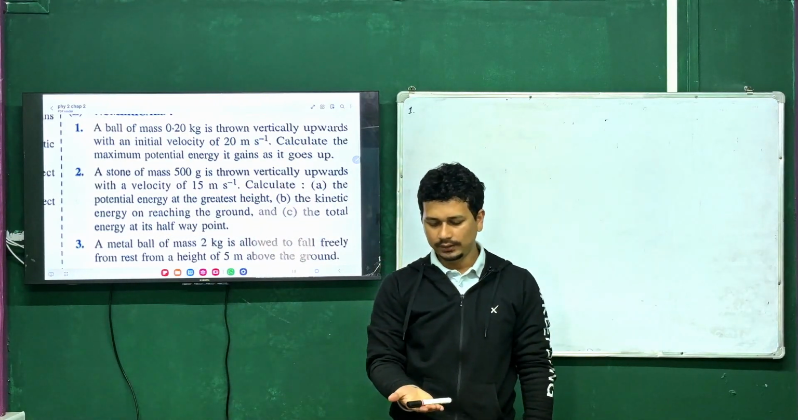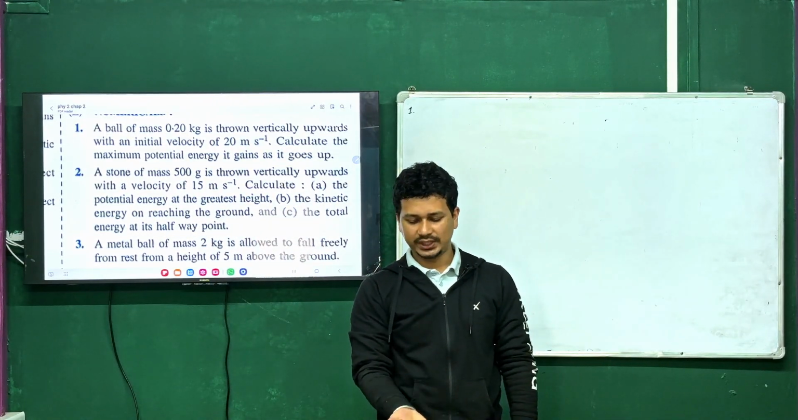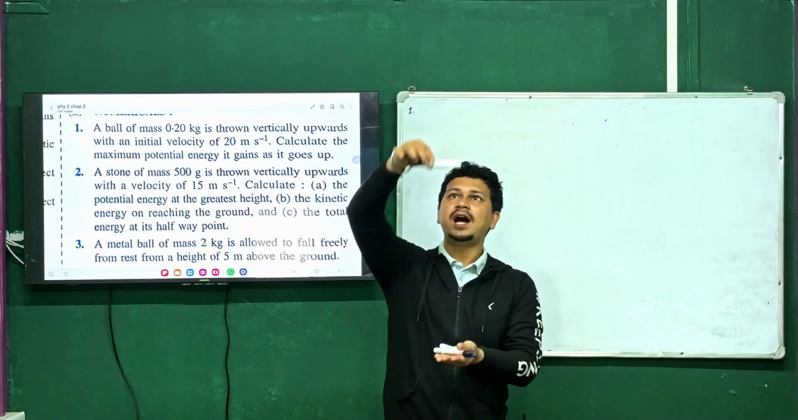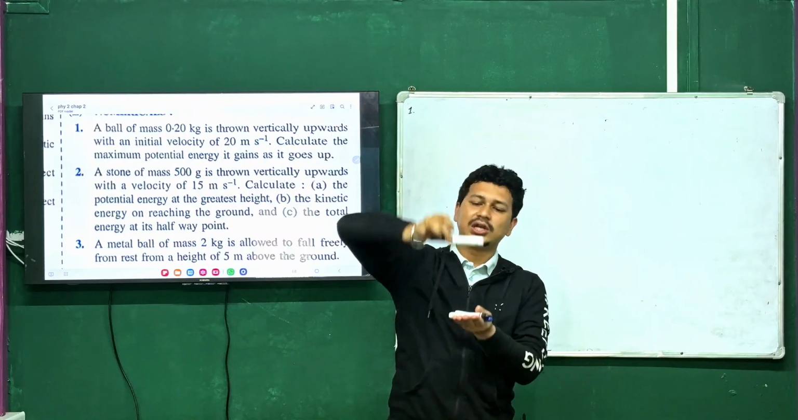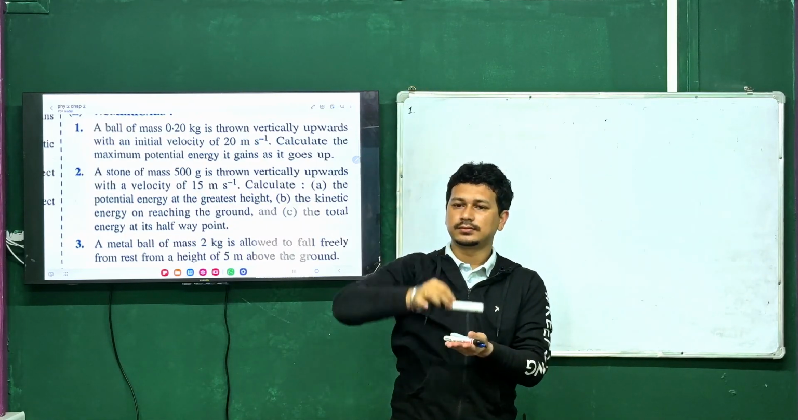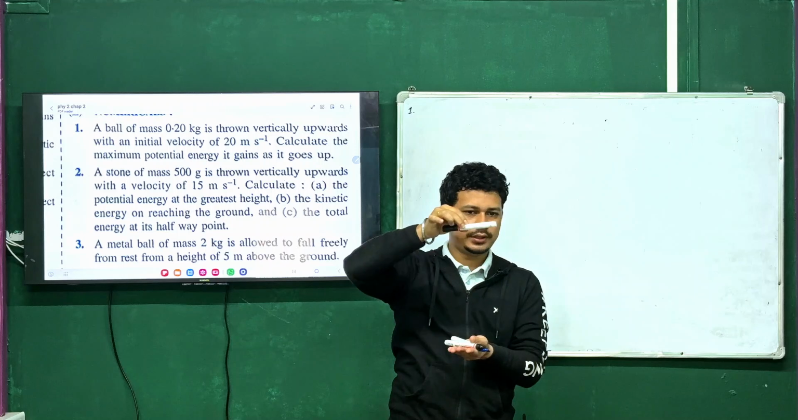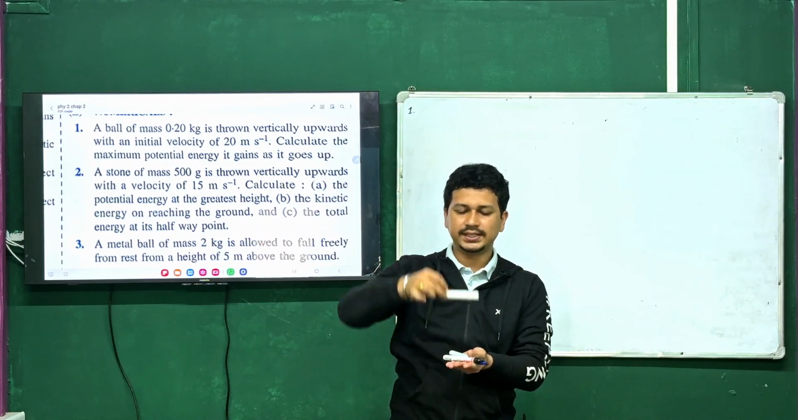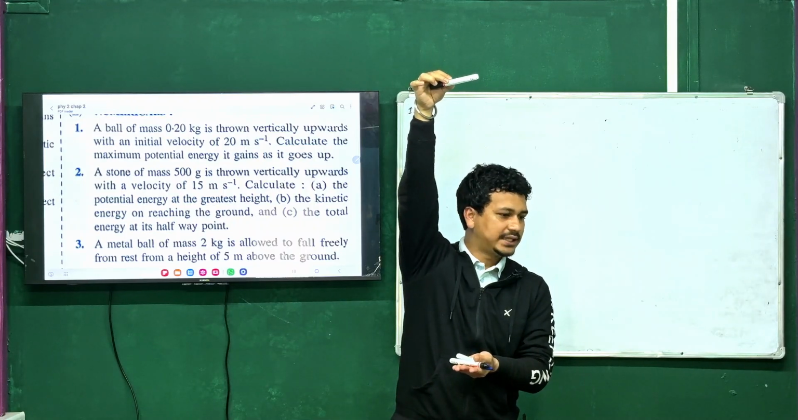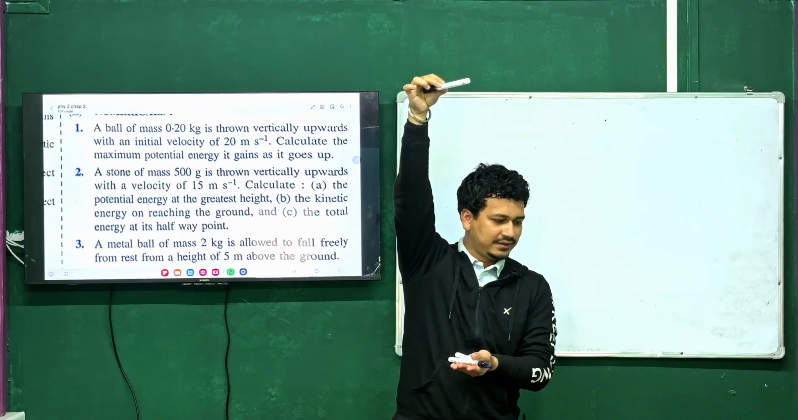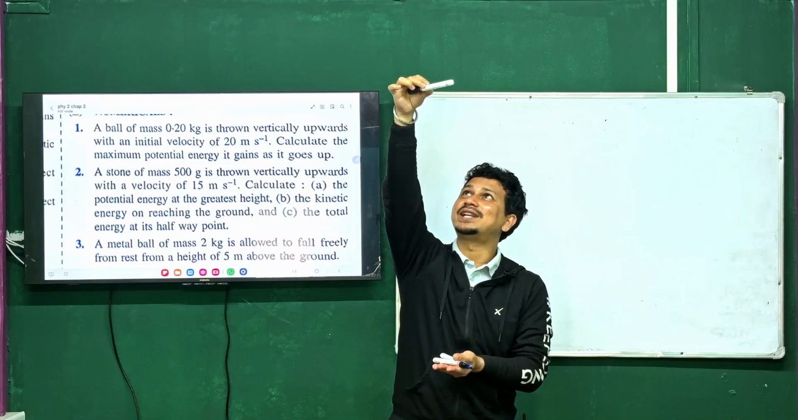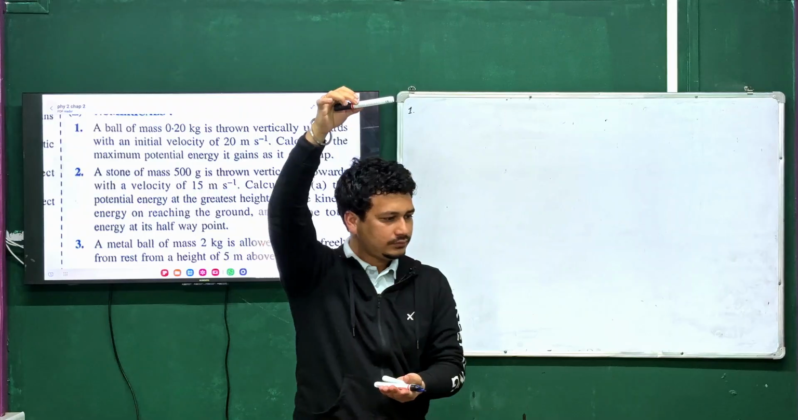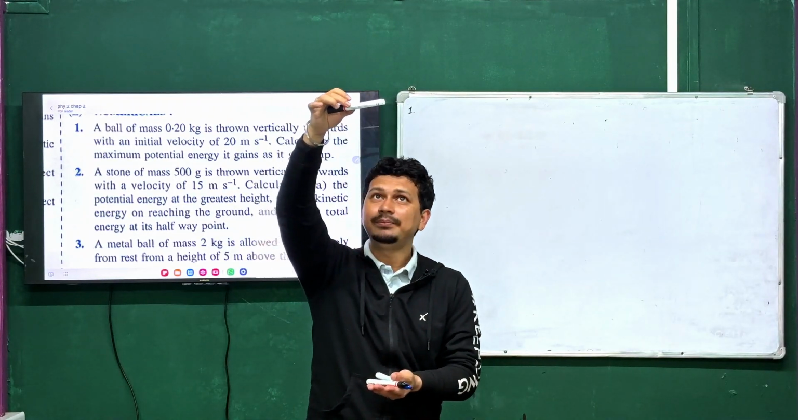Okay, so a ball of mass 0.2 kg is thrown vertically up. As it goes up, where will the potential energy be maximum? Here, here, here, here, where? At its greatest height. So here the potential energy will be maximum, right? So we have to calculate what will be the potential energy at this point. Now what is the formula of potential energy? mgh. We have m. Do we have h?